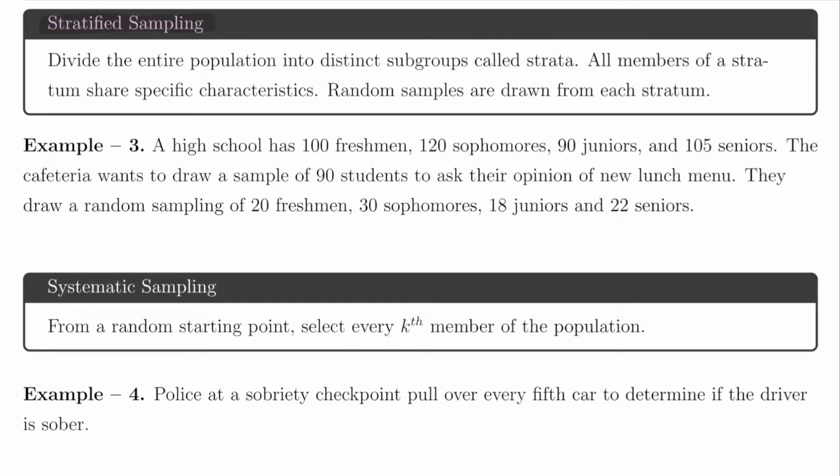And then all the members of the strata share specific characteristics to each other. Random samples are then drawn from each strata. So our example of this is a high school naturally has 100 freshmen, 120 sophomores, 90 juniors, and 105 seniors. Freshmen, sophomores, juniors, and seniors are the strata in this group.